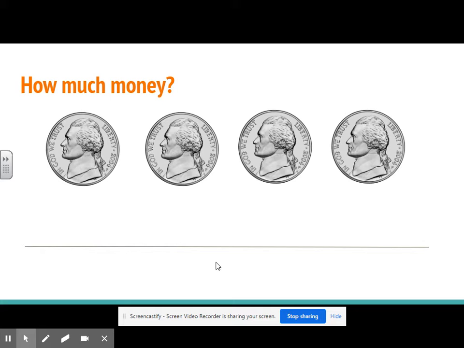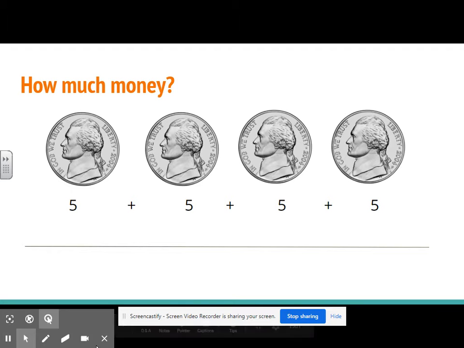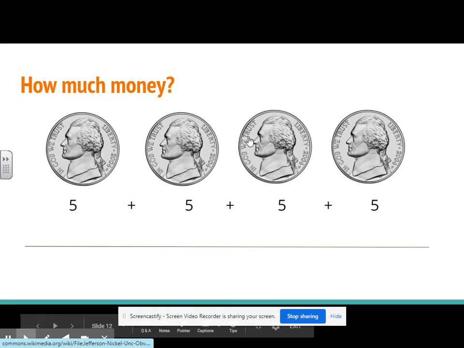So again, let's start off with repeated addition. What would this equation look like? Take a minute and think. If you said 5 plus 5 plus 5 plus 5, you are correct because each nickel is worth 5 cents. We could count by fives: 5, 10, 15, 20.